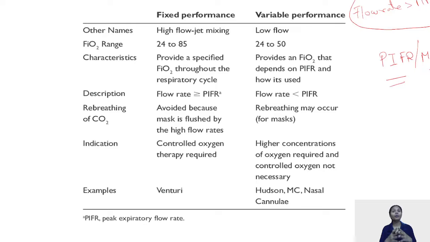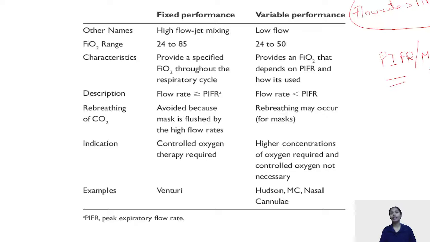When we talk about the rebreathing part, in fixed performance, I told you there is very high flow of gases that are coming. If there is a very high flow of gases, it is able to flush all the exhaled CO2 into the atmosphere. So there is no rebreathing of CO2 seen in fixed performance high flow devices. Whereas in variable flow devices, because there is low flow, some exhaled CO2 mixes with the fresh gas, and thus we have rebreathing that occurs in variable performance devices.